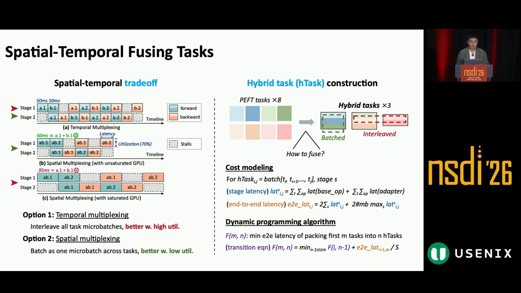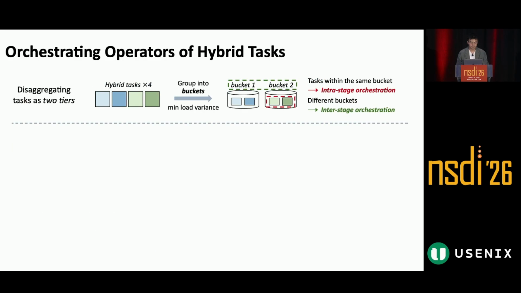When scaling to more tasks, the decision becomes more complex. So to find the optimal fusing strategy, we build a closed-form model to estimate the end-to-end latency of each hybrid task and use a dynamic programming algorithm to minimize the overall pipeline latency. We then orchestrate the operators of these tasks by further grouping them into buckets. Tasks within the same bucket are scheduled intra-stage, while buckets are interleaved for the pipeline.